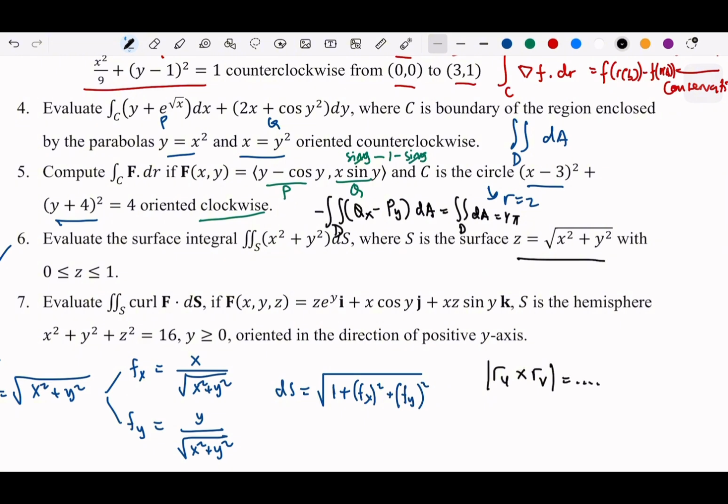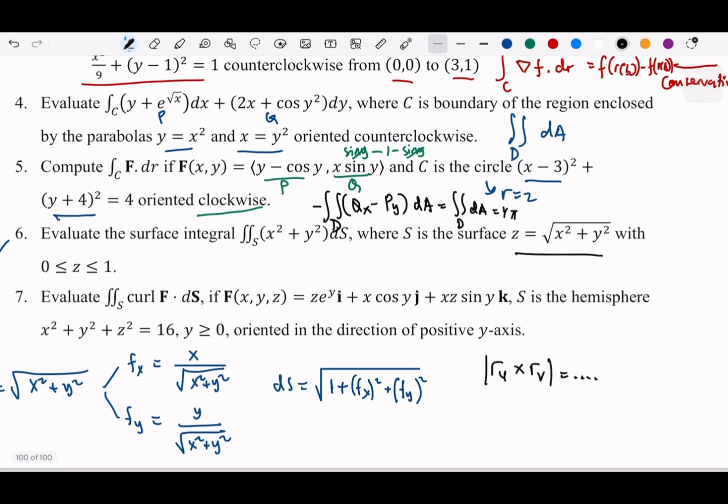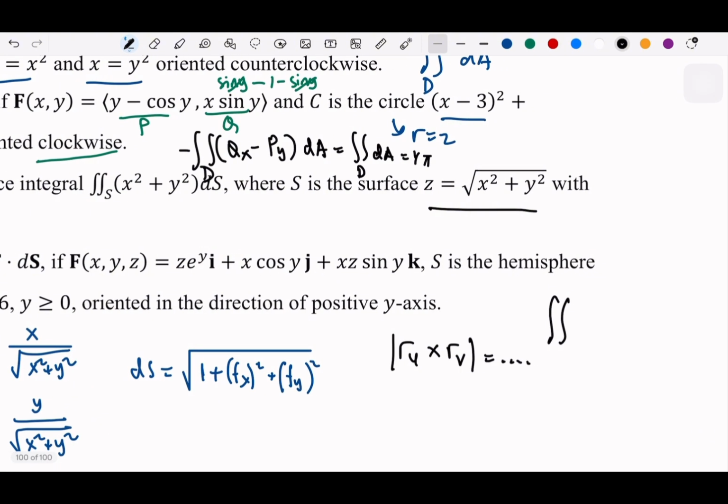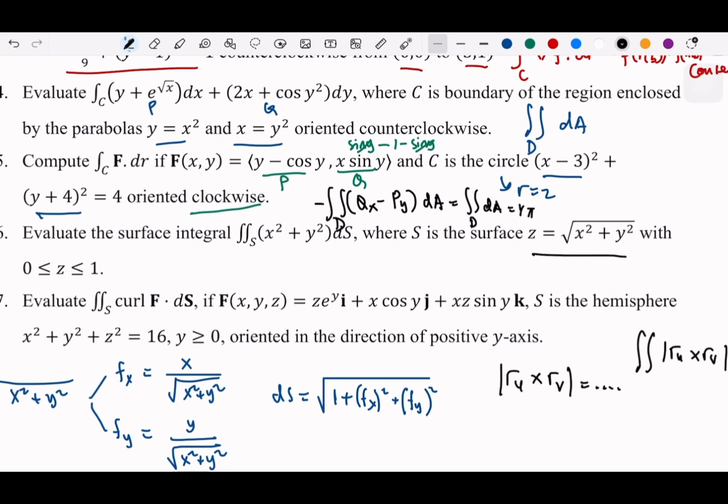So either taking this UV using the surface integrations, and then we can see that based on the RU cross RV magnitude value, let's say the dU dV, and we need to find U and V, we need to find U and V based on the conditions. So conditions is, we can parameterize S, okay, and S is surface Z, this is surface Z, right?